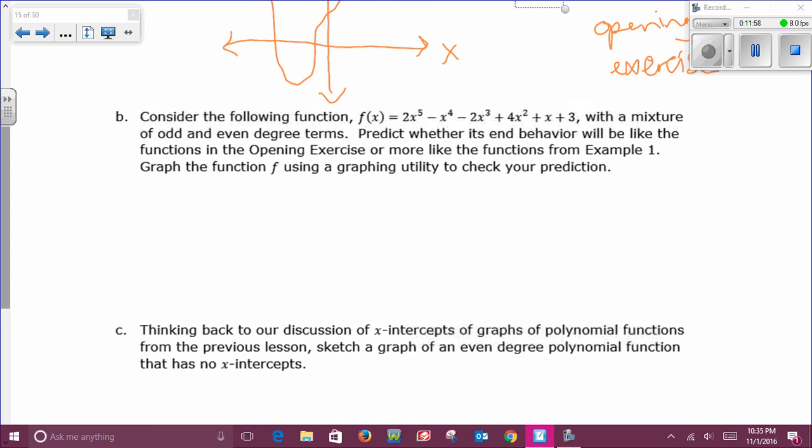And then let's look at the other function. f of x equals 2x to the fifth, minus x to the fourth, minus 2x cubed, plus 4x squared, plus x plus 3. With a mixture of even and odd degree terms, predict whether its end behavior will be like the function of the opening exercise or more like the functions from example 1. Graph it. Well, because this has an odd power, it's going to be more like the second problem we did. So when I graphed this, it looks something like that. So this one looks more like example 1.